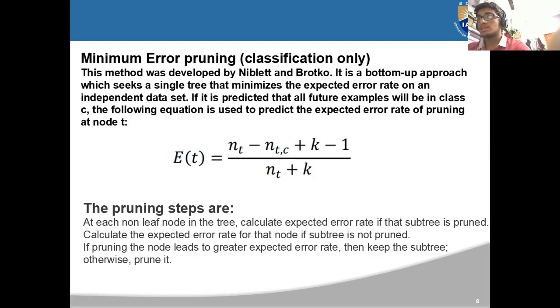In that case, basically a bottom-up approach is used when seeking a single tree minimizing the expected error rate on an independent data set. Independent data sets are used in minimizing the expected error rate. So if it is a prediction of future examples, they will be in class C. The following equation, as we see in the PPT: E of T equals N of T minus N of T comma C plus K minus 1, divided by N of T plus K.